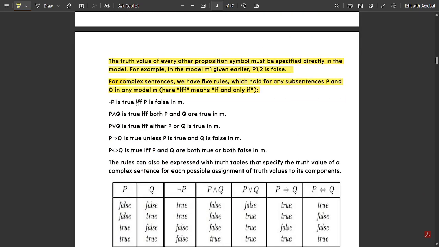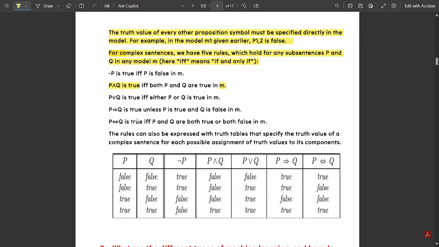If P is false in M, then minus P is true, because if P is false and minus P is true, then we can say they are one and the same, since we have minus P and P. P and Q is true if and only if both P and Q are true in M. For this to be true, the condition is that both P and Q are true; only then P and Q would be true.